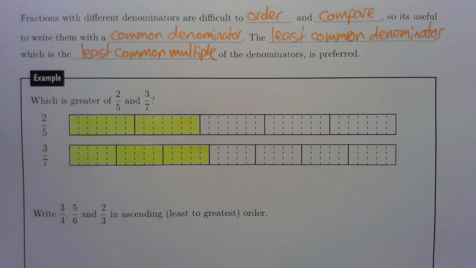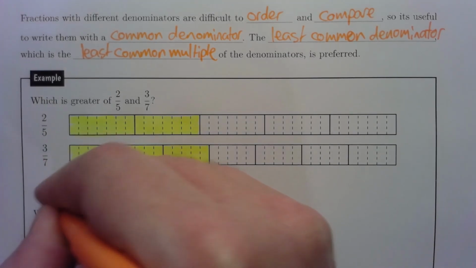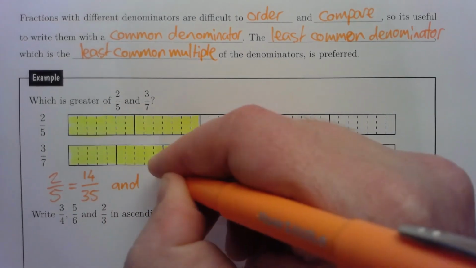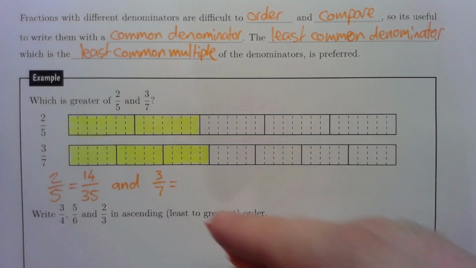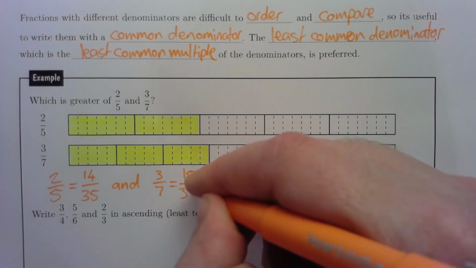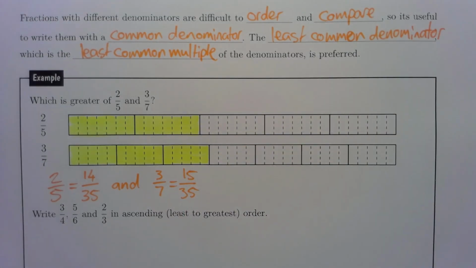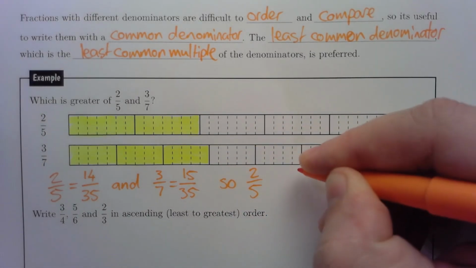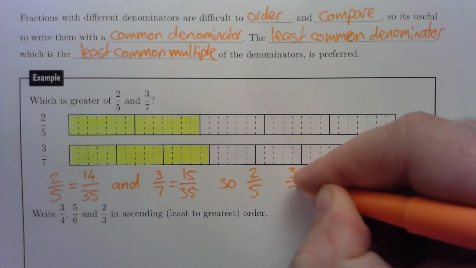Let's instead find a common denominator for these two fractions. Well, the smallest number that's a multiple of both 5 and 7 is 35. And we can see that with the dotted lines that divide up the fraction bars even further into 35 sections. We see that 2/5 becomes 14/35 and 3/7 becomes 15/35. Now that we have a common denominator, we see that 15/35 is greater than 14/35, so 2/5 is less than 3/7.